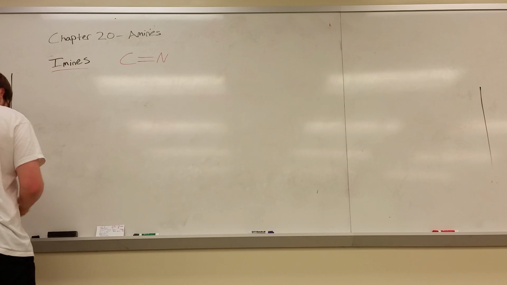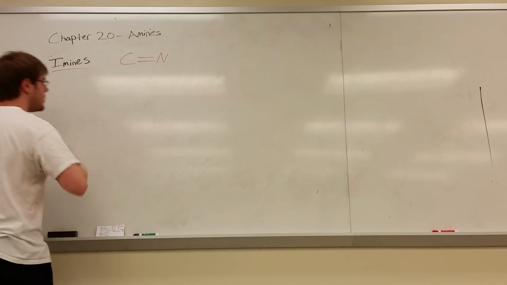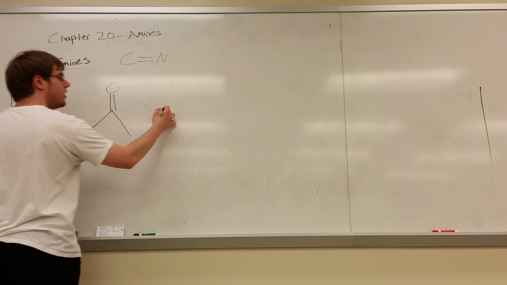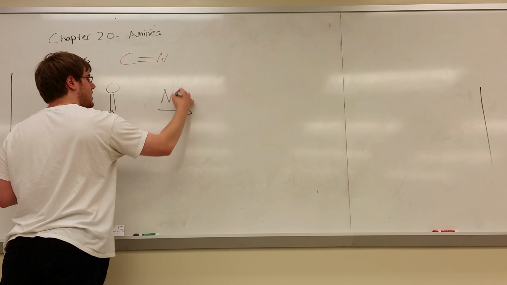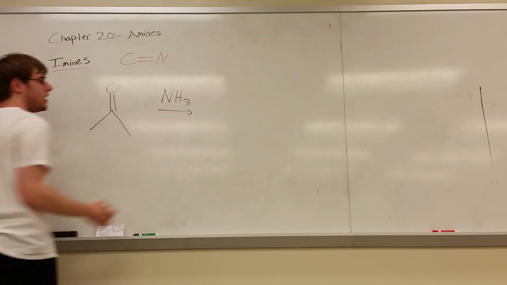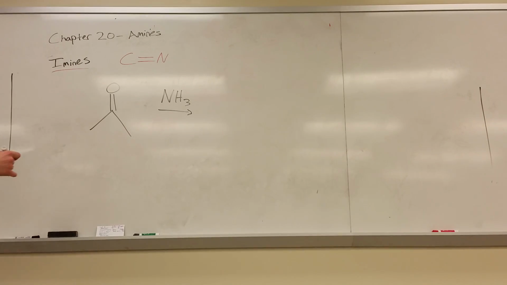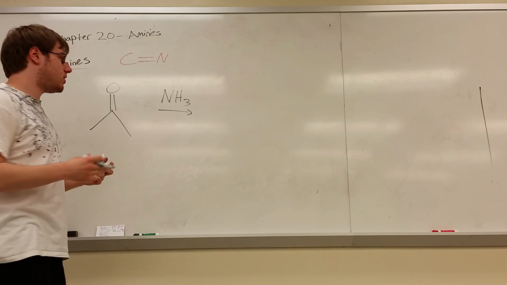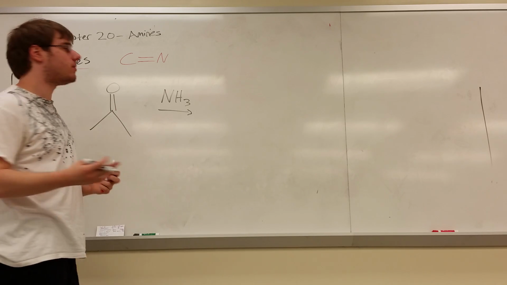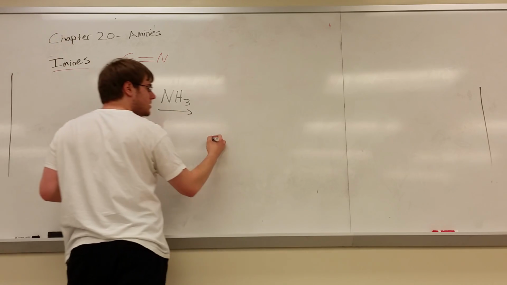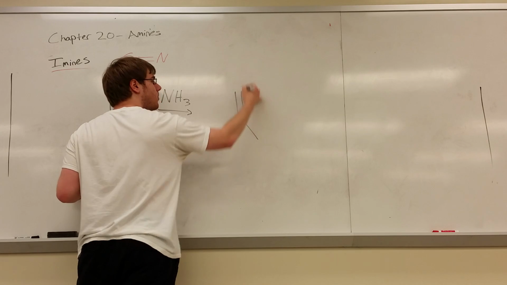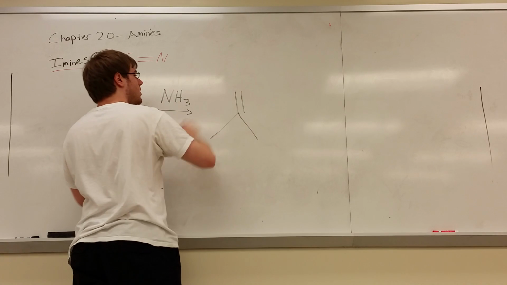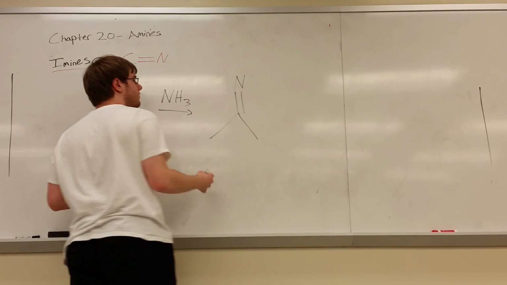In general, your main way of making imines is to take a carbon-oxygen double bond and react that with an amine. So for example, NH3. Now I'm going to first summarize what you should expect, and then we'll talk about the actual mechanism of it. What you can expect is basically if you redraw the C double bond O that you started with, and then just erase that oxygen and put your nitrogen there.